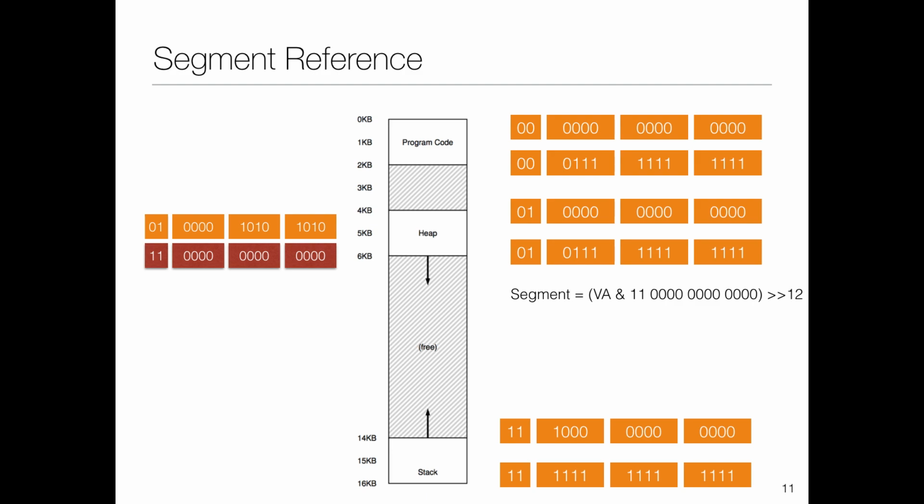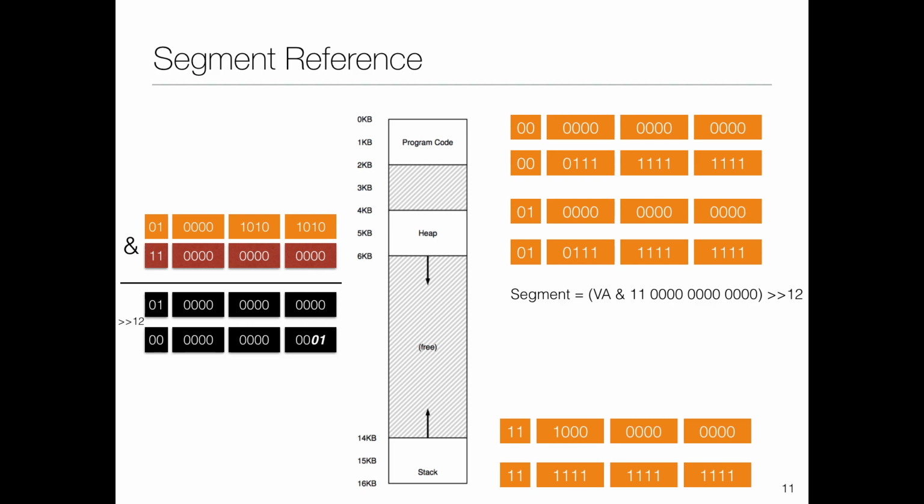If we pick up something from the heap, it has to be between 4 KB and 6 KB. So this particular address is something between 4 KB and 6 KB. You do an AND with the offset mask. You get 0 1 as the most significant 2 bits. You shift. Why do you need to perform the AND operation?